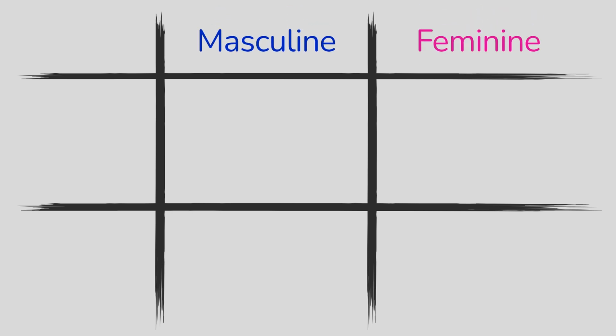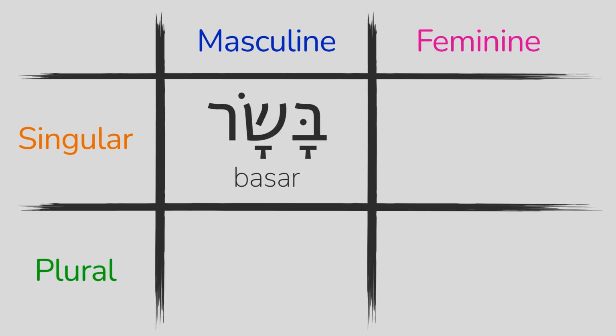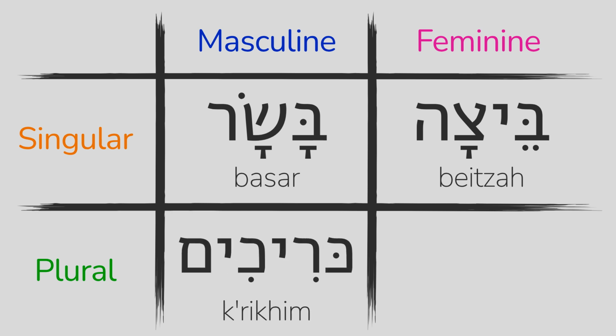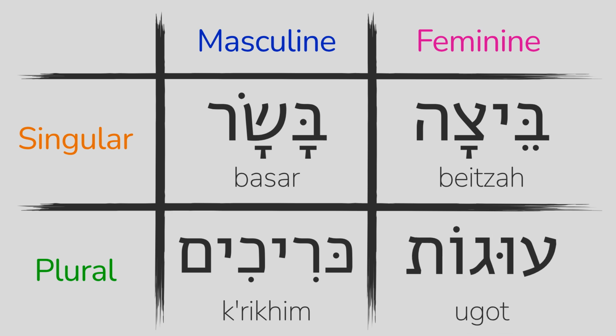In lesson 2, we learned that every Hebrew noun has a gender, which is either masculine or feminine, and a number, which is either singular or plural. The word basar, meat, is a masculine singular noun. The word betzah, egg, is a feminine singular noun. The word krichim, sandwiches, is a masculine plural noun. And the word ugot, cakes, is a feminine plural noun.